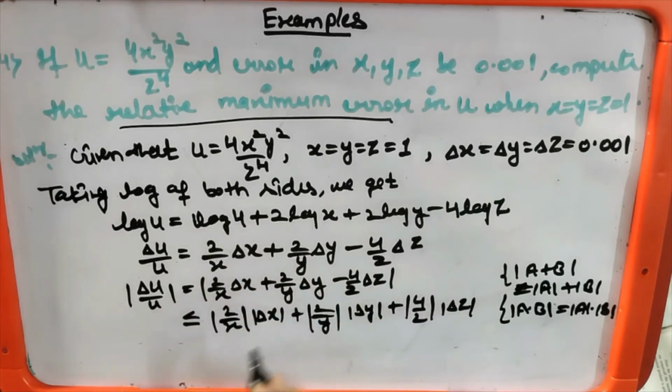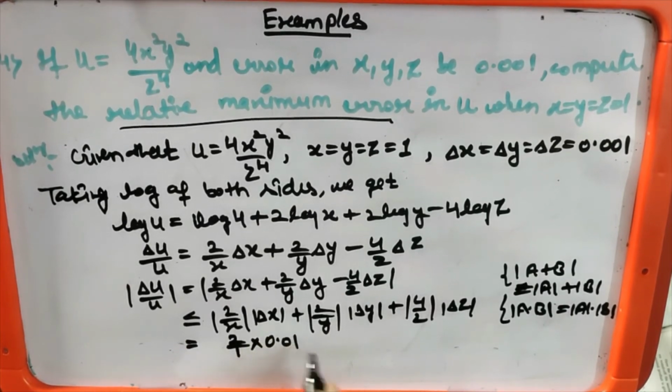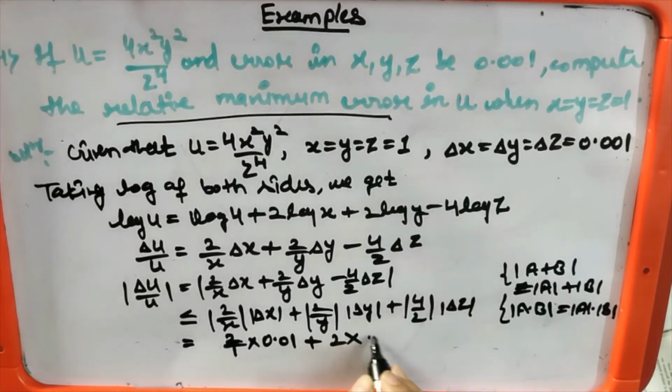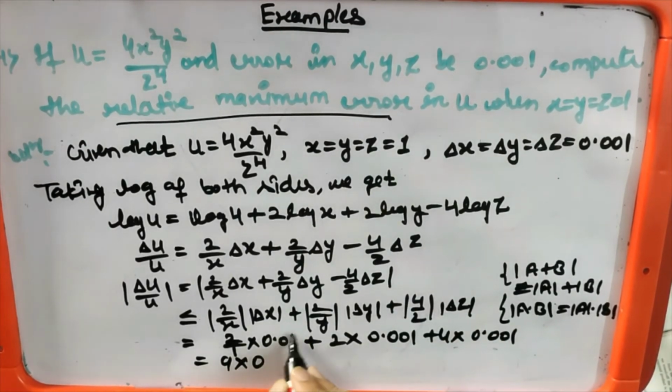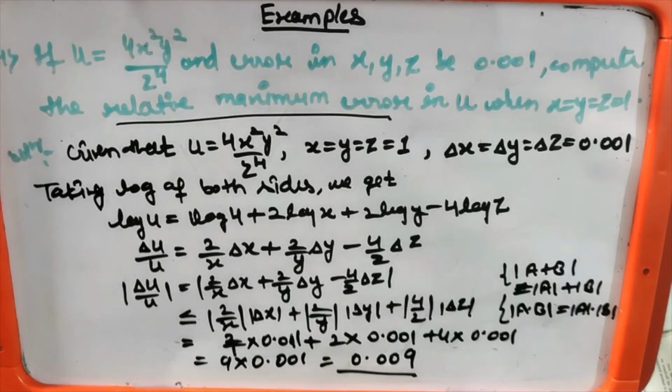Now substitute all the values x and delta x, y, delta y, z and delta z. This will be 2 upon 1 into 0.001 plus 2 into 0.001 plus 4 into 0.001. This will be 0.009. This is our maximum relative error in u, and this is final answer.